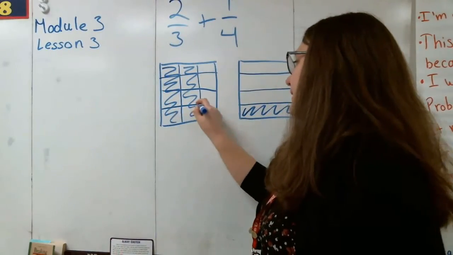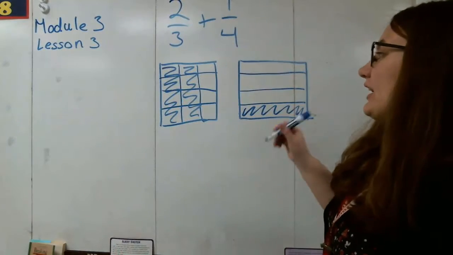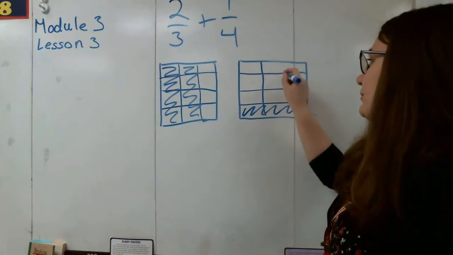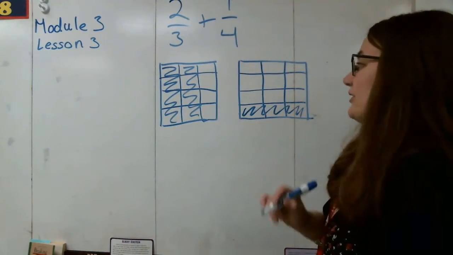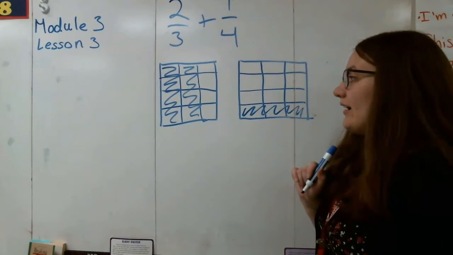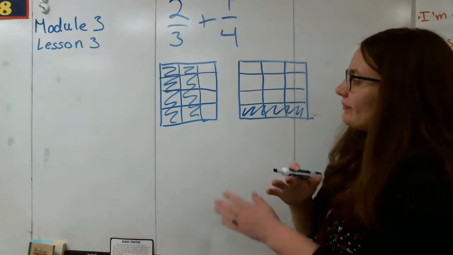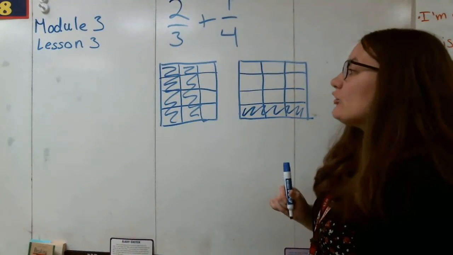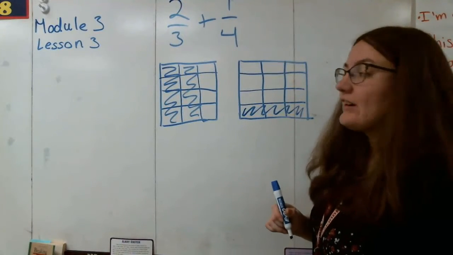So I'll cut this one into fourths, and then this one will cut into thirds vertically, so I'll cut this one into thirds vertically as well. So now we have equal parts grouped up on both sides. So now I need to see what my new equivalent fraction is.